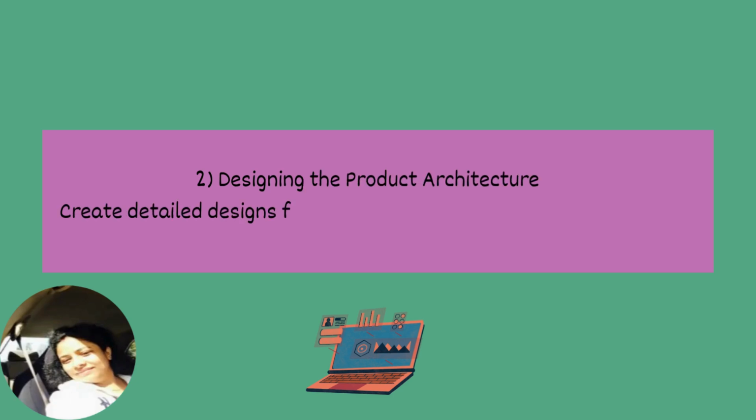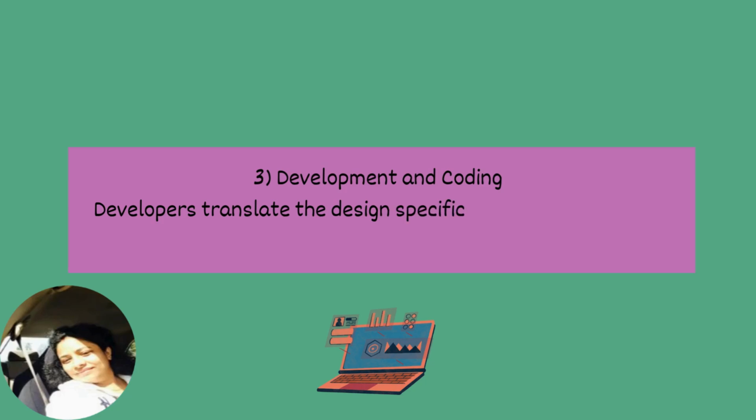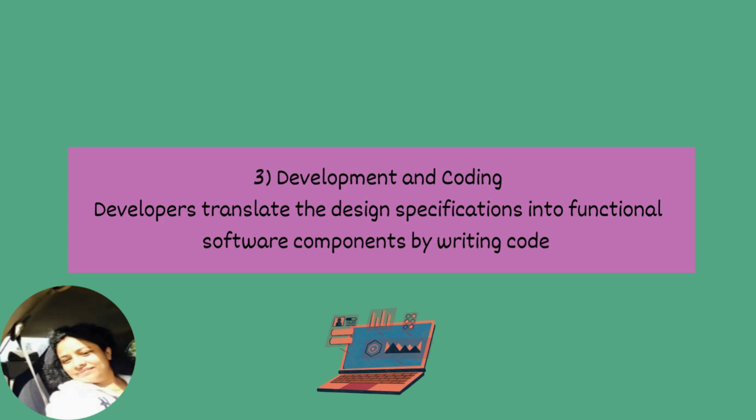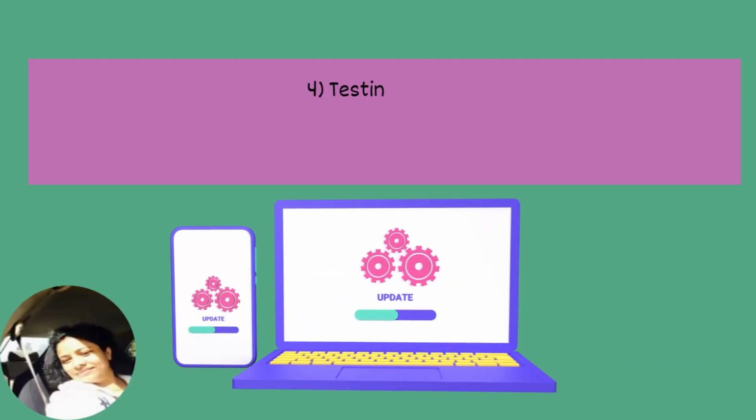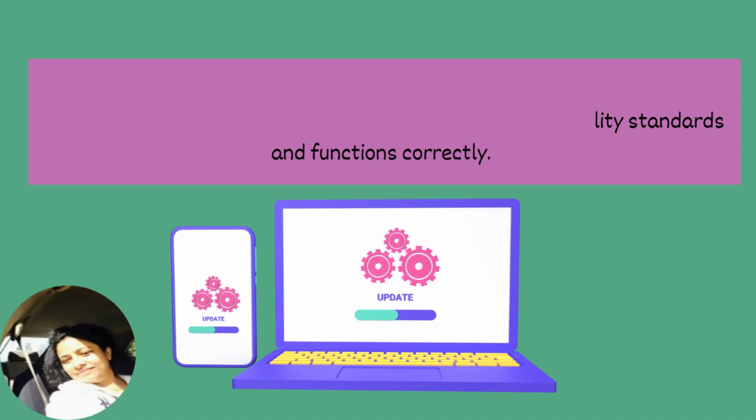Second, designing the product architecture. Create detailed designs for the software, including its architecture and components. Third, development and coding. Developers translate the design specifications into functional software components by writing code. Fourth, testing phase. Conduct thorough testing to ensure the software meets quality standards and functions correctly.